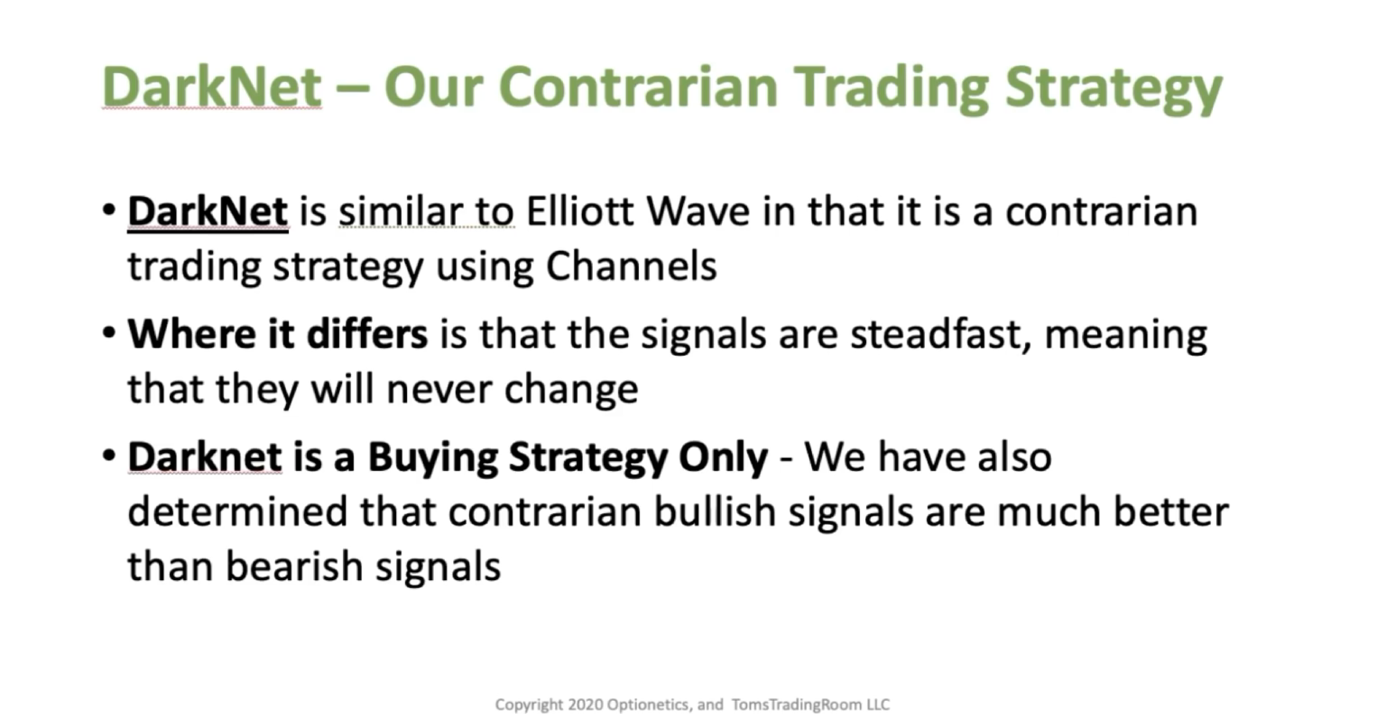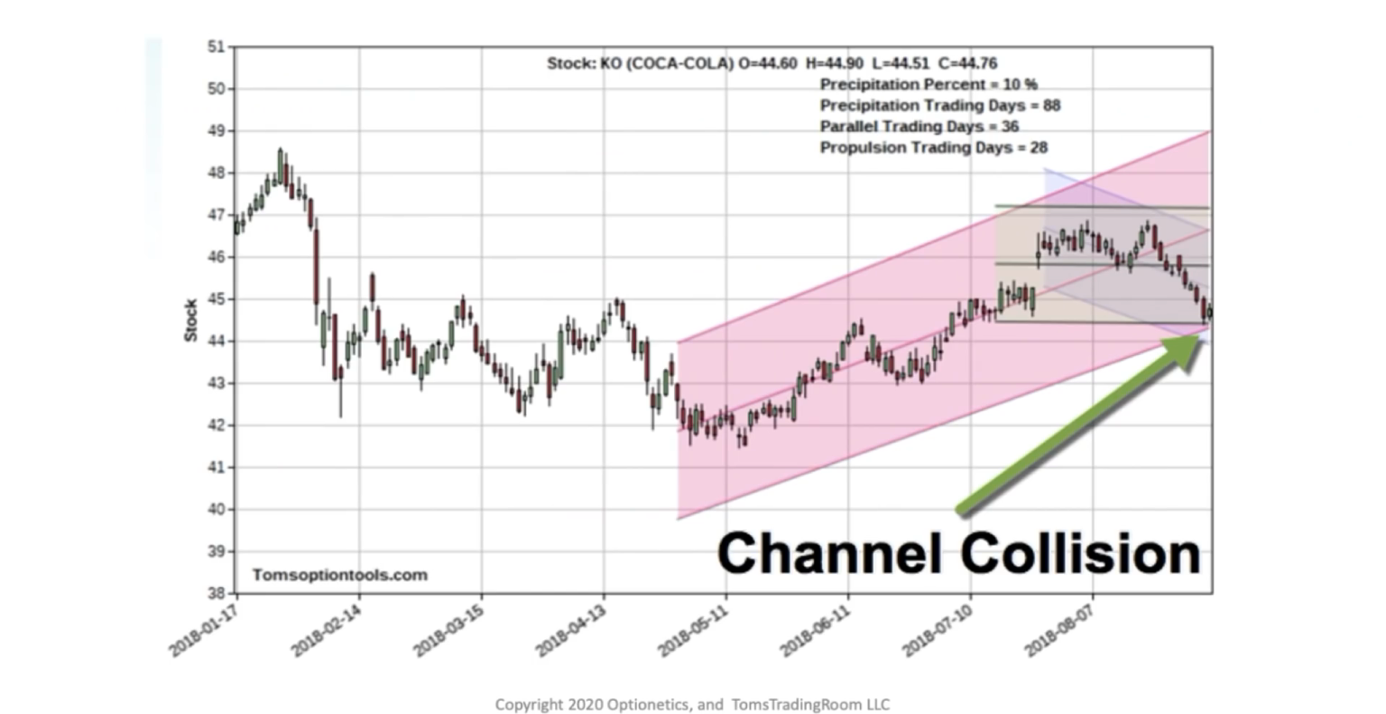Now, Darknet's a buying strategy only, which means that we don't have selling opportunities, but what we do see in Darknet are stocks that may come up on the buy list that move up when the market goes down, right? So this is an example of what it would look like for a channel collision to occur.